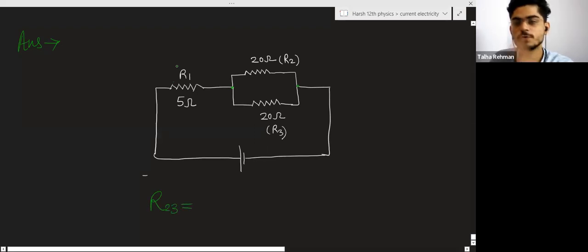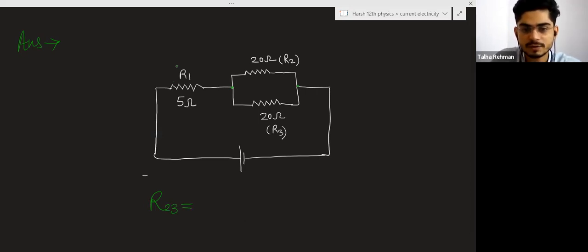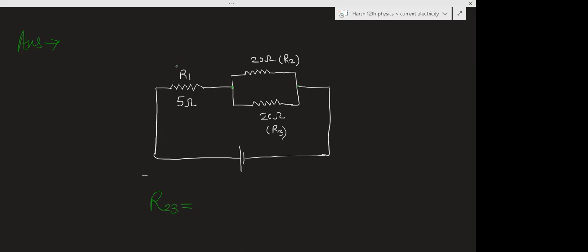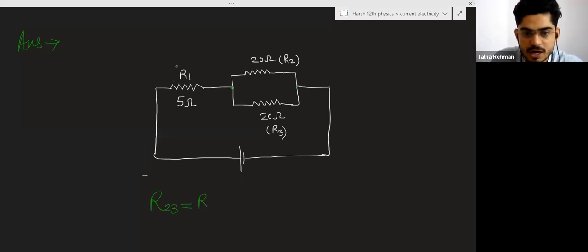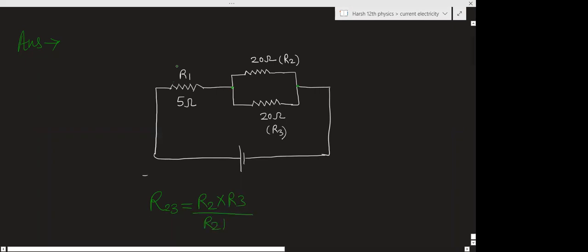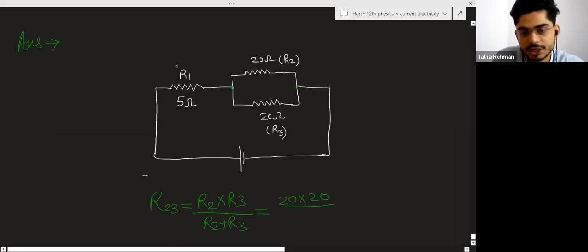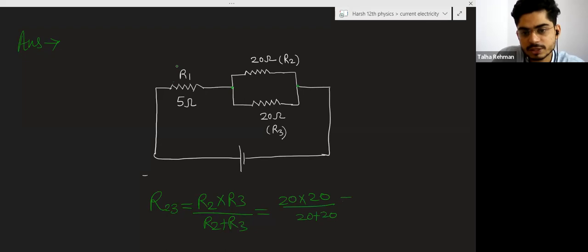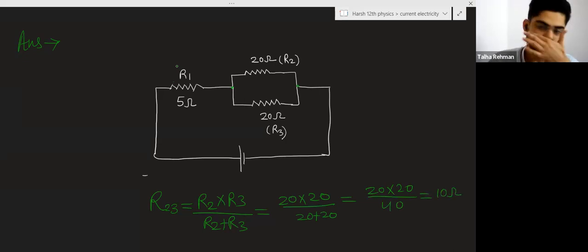I have told you for two resistances that are connected in parallel combination, we have formula R1 R2 divided by R1 plus R2. First you multiply those resistances and divide by their sum. So R2 into R3 divided by R2 plus R3. This will become 20 into 20 divided by 20 plus 20, which is 20 into 20 divided by 40. When you calculate this, you will get 10 ohm.